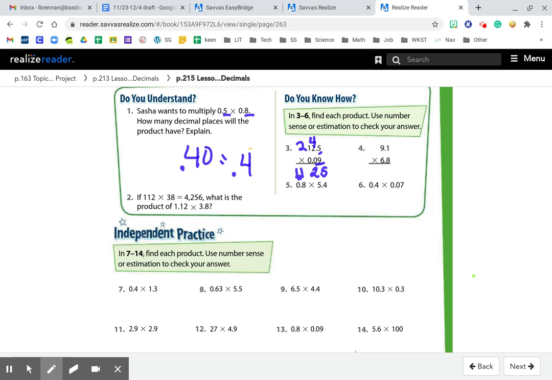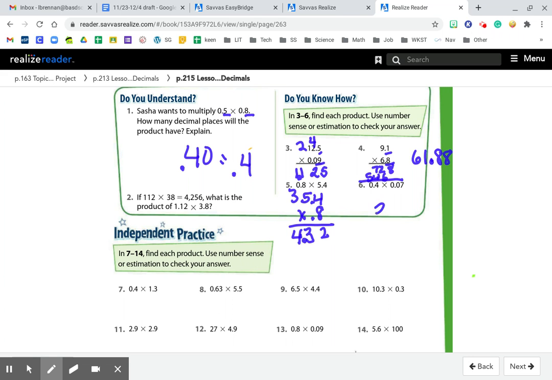For the next one, 91 times 68 is how I'm going to look at this problem. 8, 72, 6, 54. And when I add them all together, I get 6188. 2 digits in decimal place value in the problem, 2 in my answer. The next one, I'm going to do 54 times 8. 8 times 4 is 32. 8 times 5 is 40, plus 3 is 43. And really, this was 2 digits in decimal place value in the problem, 2 in the answer.